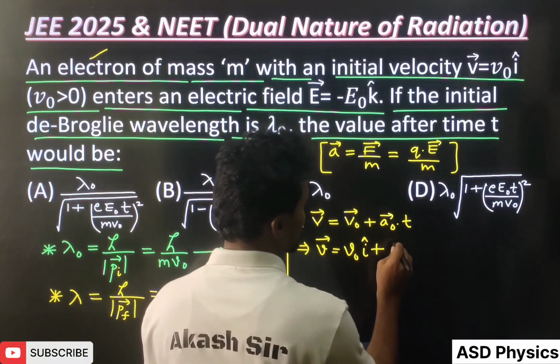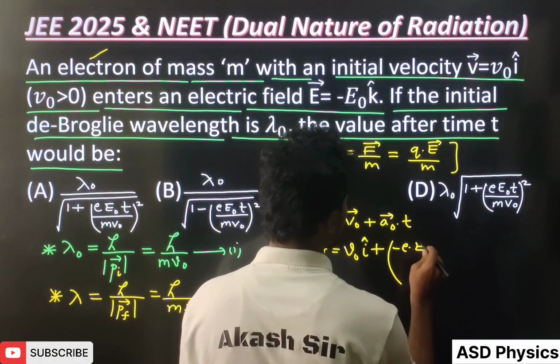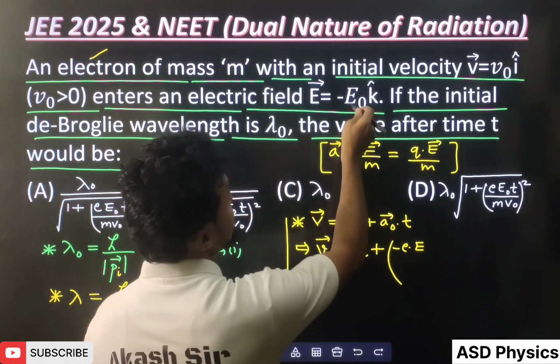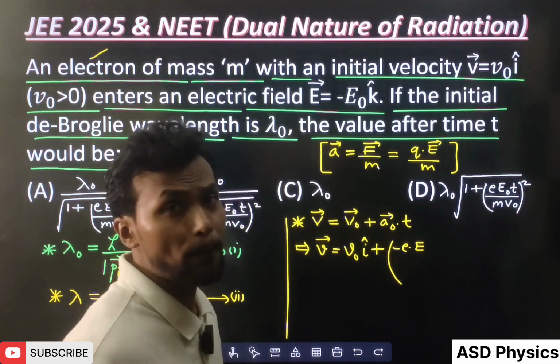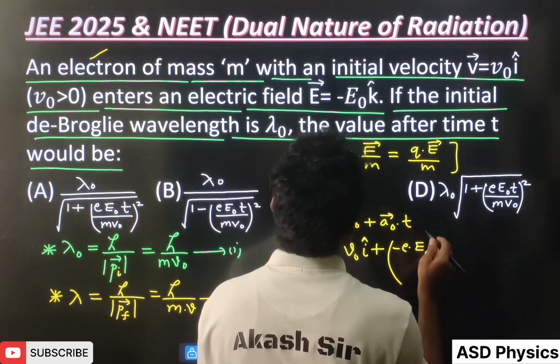So what is the initial acceleration? The electron has which charge? Negative charge. So minus e into vector E. And vector E, you can see what is given here: minus E naught k cap. So we can write E naught, and the minus is there now.